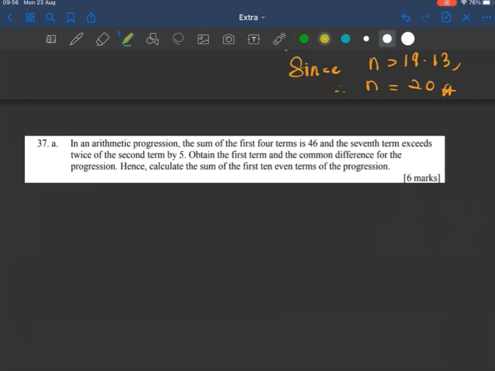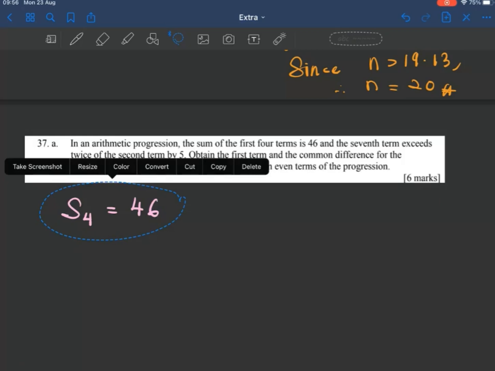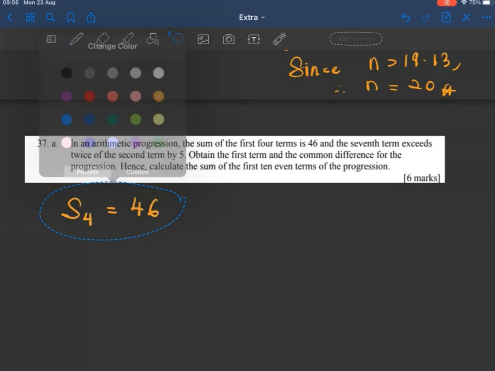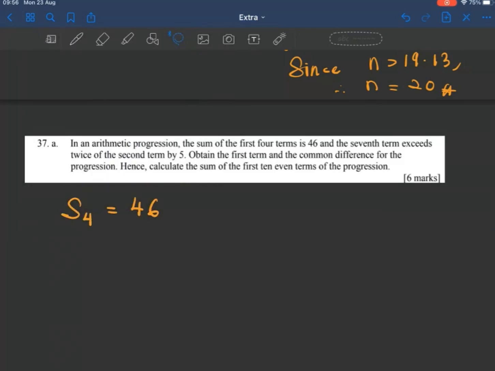Okay, for this question, in arithmetic progression, the sum of the first 4 terms is 46. Apa tu? S4 equals to 46. Okay, S4 equals to 46. Okay, and the 7th term, okay, that is our first info lah yang kita ada.